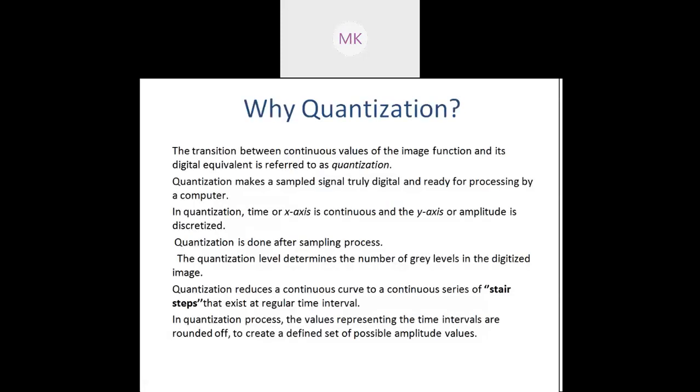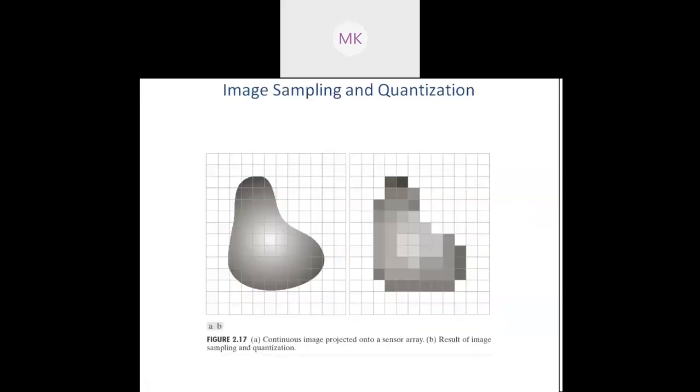So why do we need quantization? In quantization, time or the x-axis is continuous and the y-axis, or amplitude, is discretized. Quantization is done after the sampling process. The quantization level determines the number of gray levels in the digitized image. Here we are going to reduce the continuous curve to a series of stair steps. In the quantization process, the values representing the time intervals are rounded off in order to create the defined set of positive amplitude values. So this is about sampling and quantization.